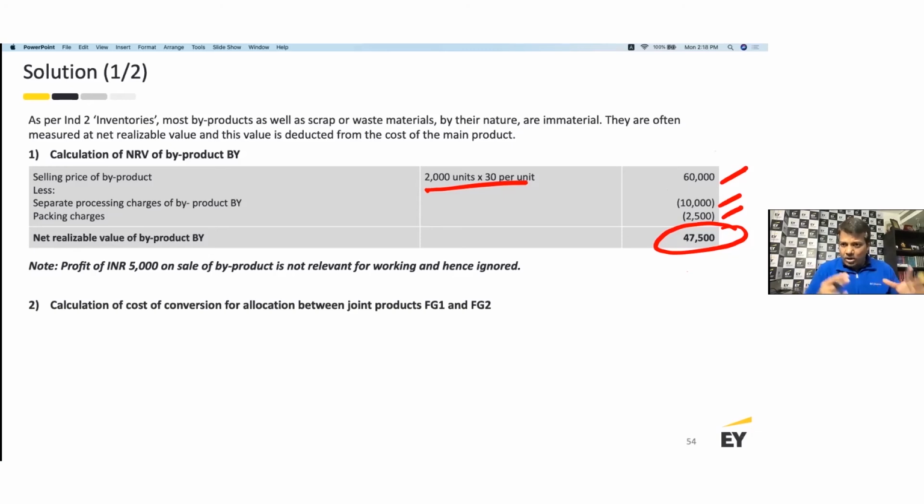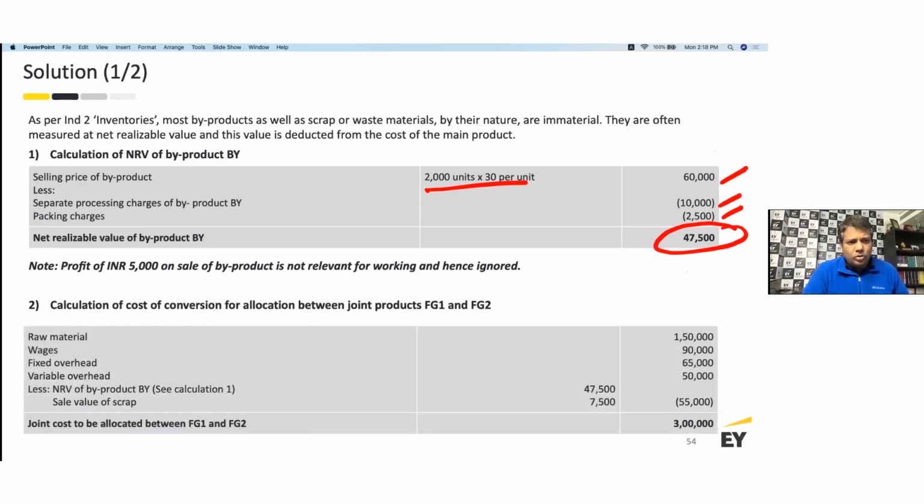So I have the total cost. Okay, how much is the total cost? Which is 1,50,000, 90,000, 65,000, and 50,000, which was given in the example, and then this is what I'm going to exclude. Okay, and this 7,500 was nothing but the sale of scrap. All these are excluded, reduced, right? Then I get my actual cost of production for the period as 300,000. Okay, now I need to determine how do I allocate 300,000 between FG1 and FG2.